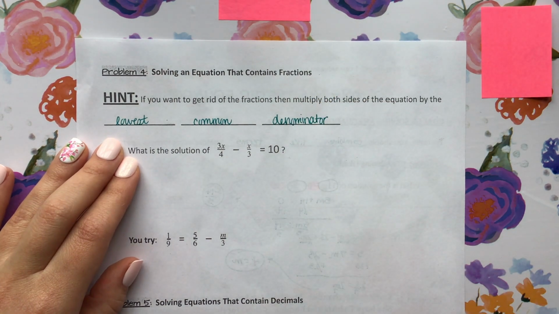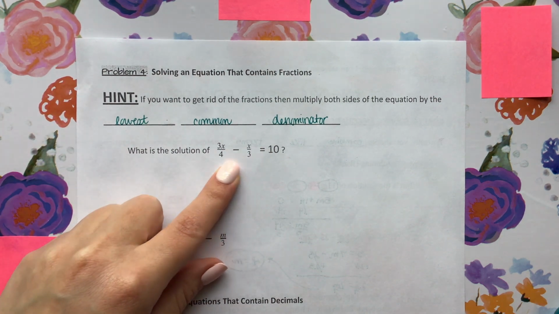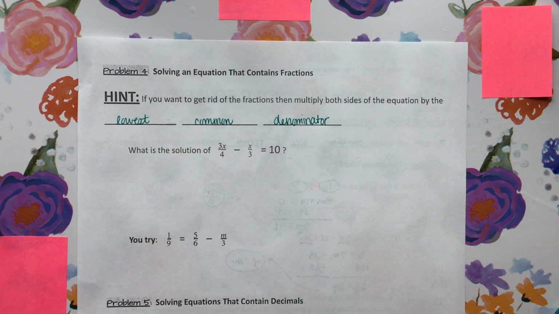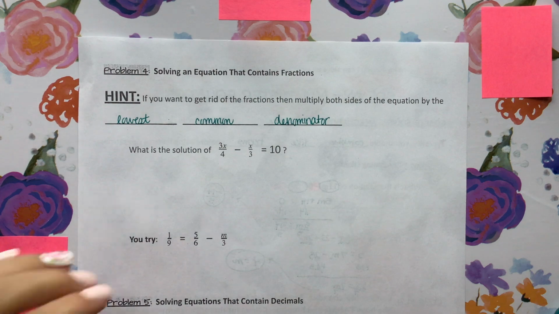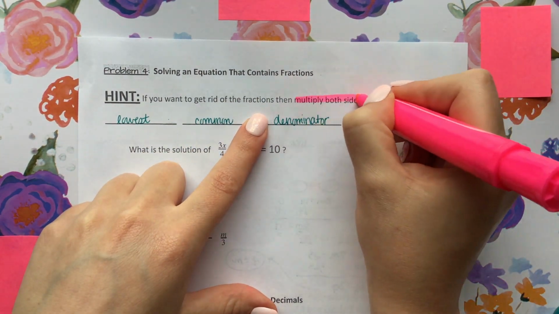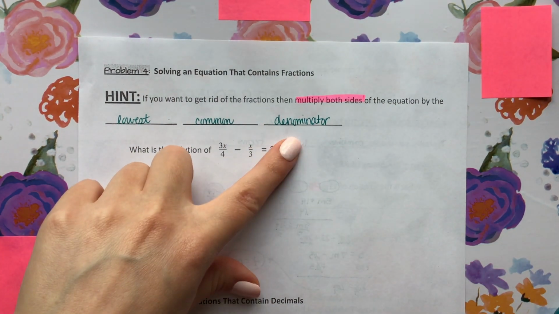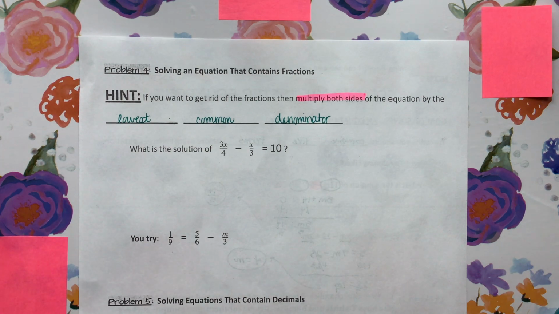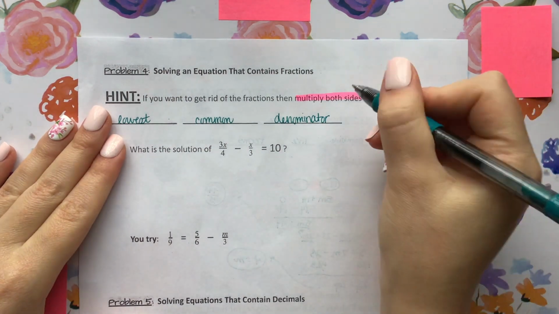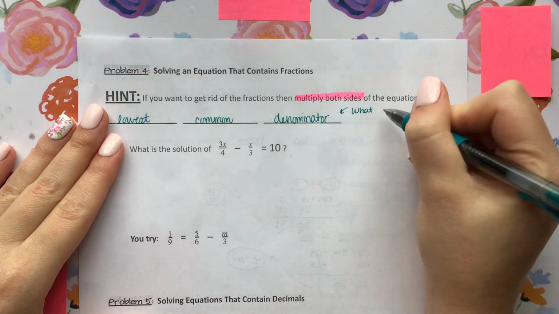The lowest common denominator is going to be the smallest number that 4 and 3, or whatever numbers you have in your fractions, multiply to. So I'm going to say that one more time. To get rid of the fractions, you're going to multiply both sides, and notice we're multiplying by the lowest common denominator. Okay, so basically you're asking yourself, what is the least common multiple of the denominators? That's the question you're asking yourself.